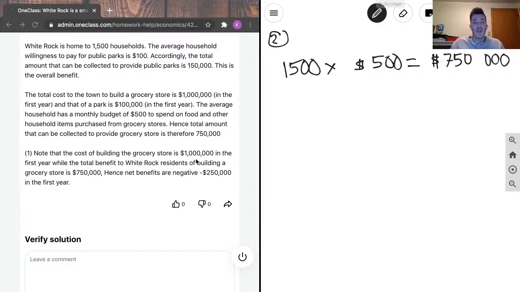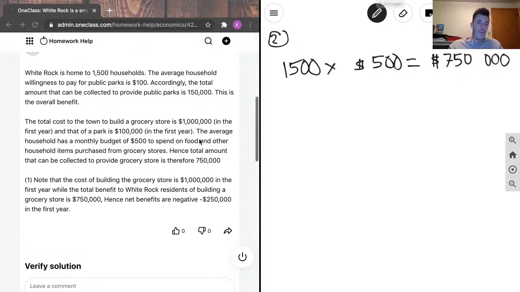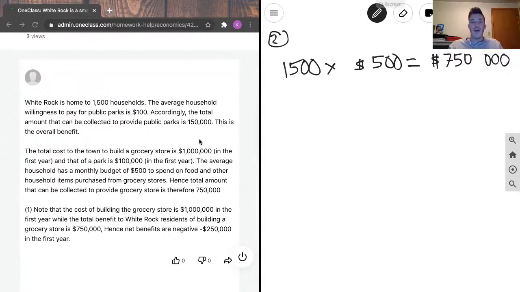Note that the cost of building the grocery store is $1 million in the first year, while the total benefit to White Rock residents of building a grocery store is $750,000. Hence, the net benefits are negative $250,000 in the first year. Moving forward, however, if you were only looking at this in one period, you would not build the grocery store because you'd say, okay, the net benefits are negative $250,000.